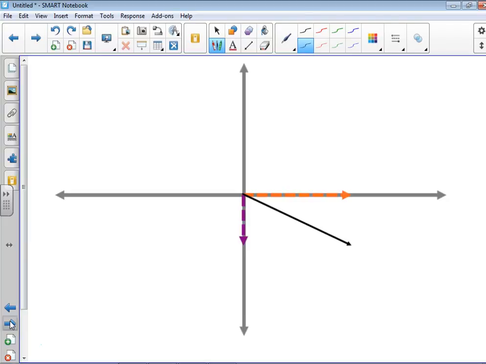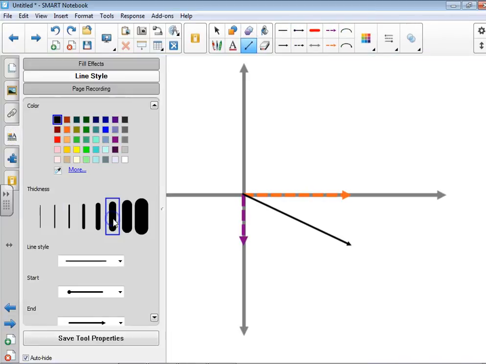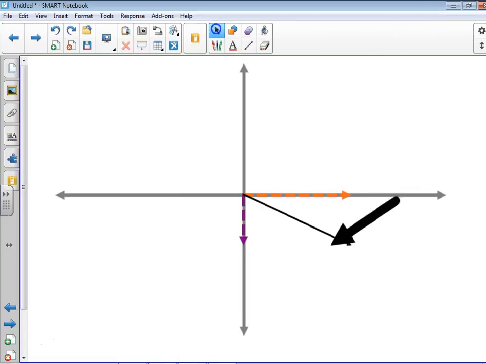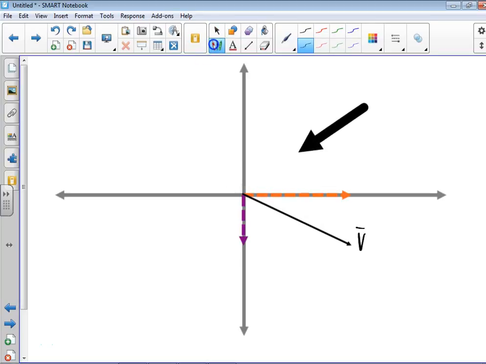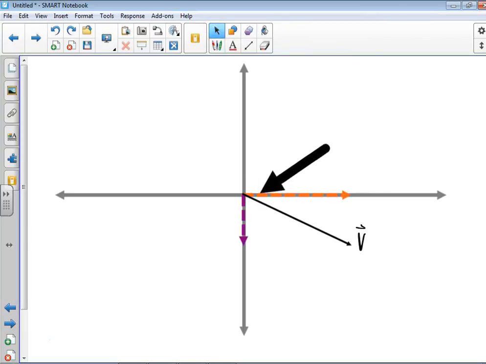Here's where we would use something like this when it comes to vectors. So we're going to have a vector. This black line right here is a vector called V. And this orange line represents its x component. And this purple line represents its y component. Do you see a right triangle in here anywhere? Well, you do. You might not realize you see it, but it's there.